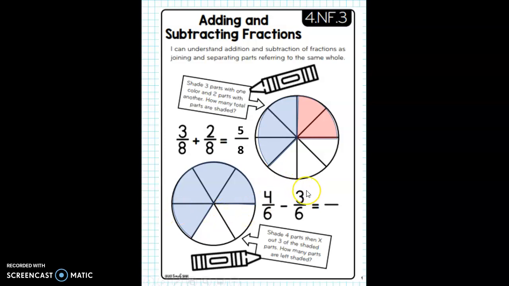In this case, we're subtracting 3 of the 6 pieces. So we are going to X out 3 pieces. Our denominator stays a 6 because there are 6 pieces in the circle. Our shaded piece is just a 1, so our answer is 1/6. Subtract the numerators. 4 minus 3 gives you the 1. The 6 of the denominator stays the same.